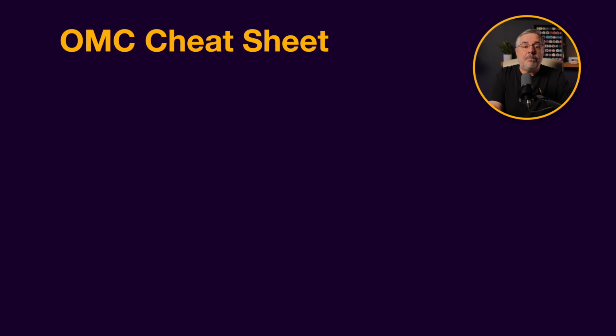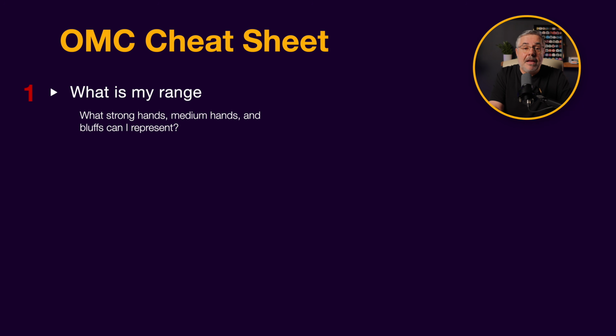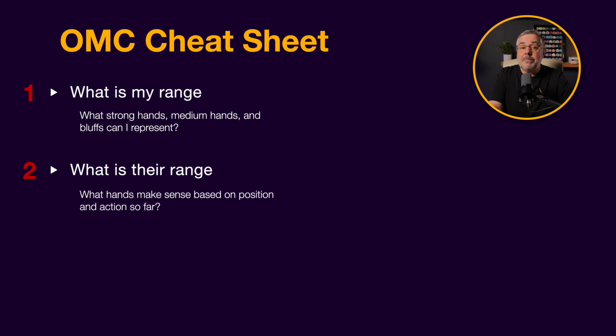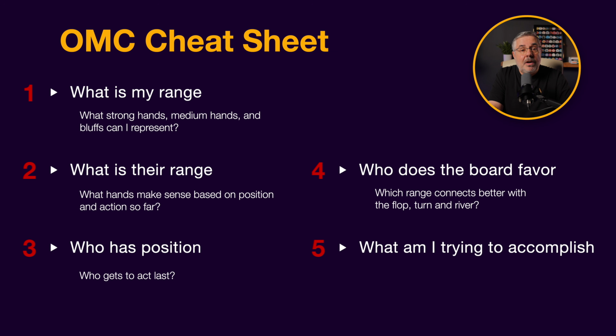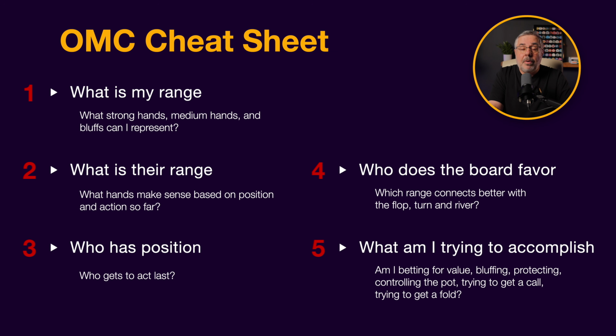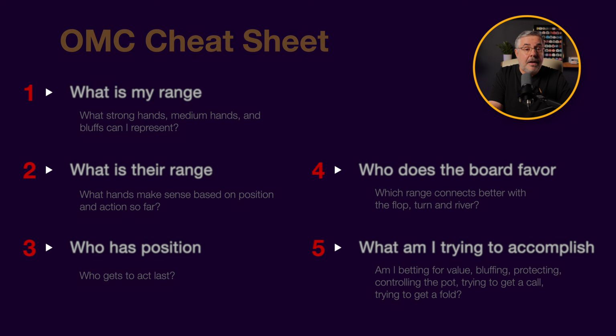Here's our OMC 5-question cheat sheet. Before every major poker decision, ask, 1, what does my range look like? What strong hands, medium hands, and bluffs can I represent? 2, what does their range look like? What hands make sense based on position and action so far? 3, who has position? Who is the one that gets to act last? 4, who does the board favor? Which range connects better with the flop, turn, or river? And 5, what am I trying to accomplish? Am I betting for value, bluffing, protecting, controlling the pot, trying to get called, trying to get a fold?